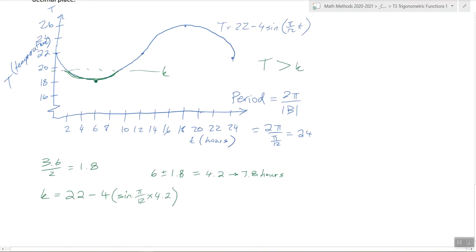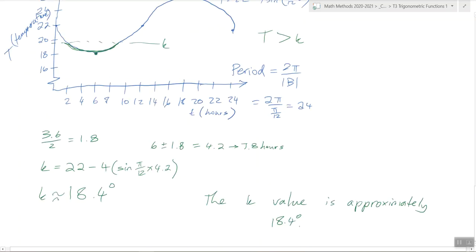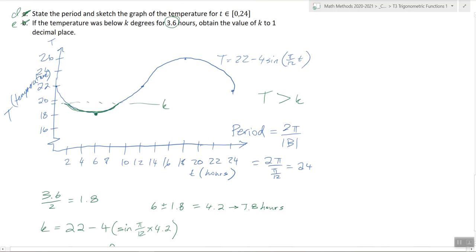Using my calculator, I got 18.4 degrees. So the k value is approximately equal to 18.4. I went to 1 decimal place because that's what it asked me to do.